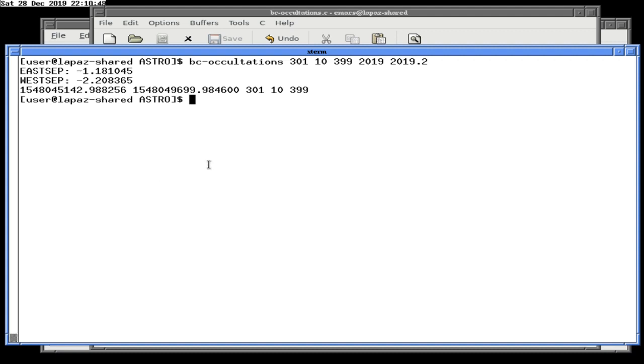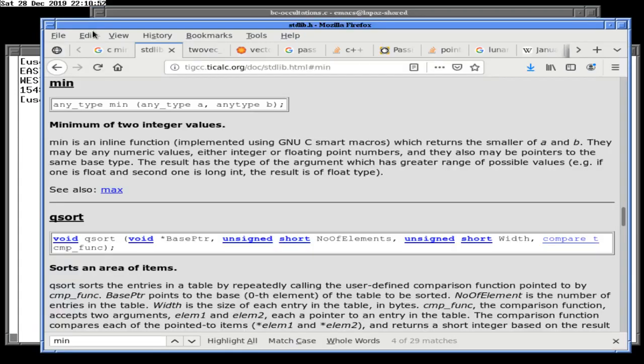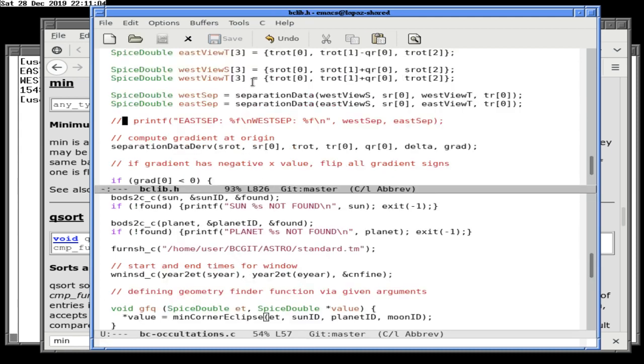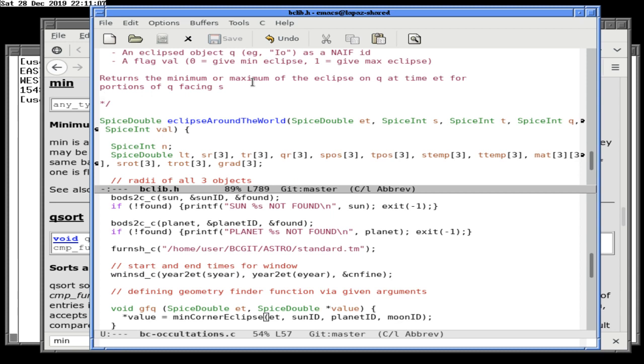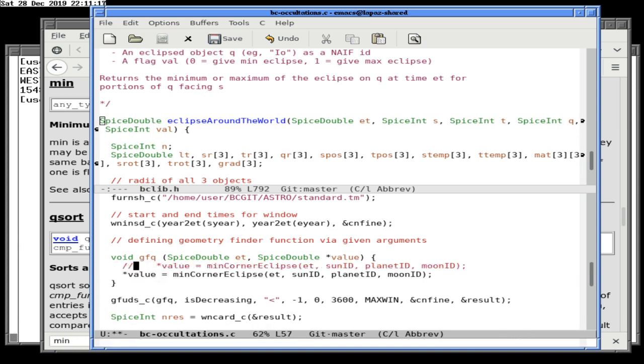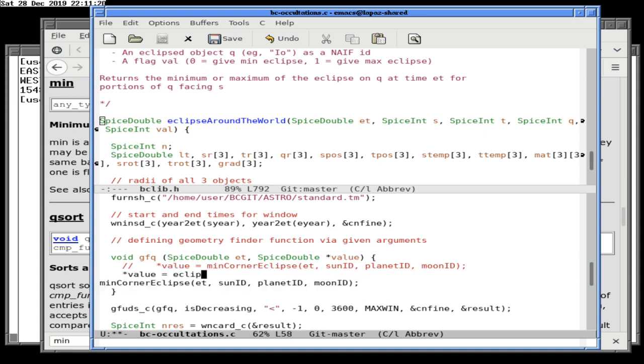If not, that's cool. Okay, so now we want to go back over to BC occultations and not use min corner eclipse. We have to be a little bit careful here because there's a difference between partial and total eclipses. So let's see which one we want to get here real quick. Okay, I'm going to comment this out. It's going to be eclipse around the world, ET. Okay, so all of these are going to be the same, actually. Planet ID, Moon ID, okay, good. And then the only thing we want to know is, do we want the max or the min?